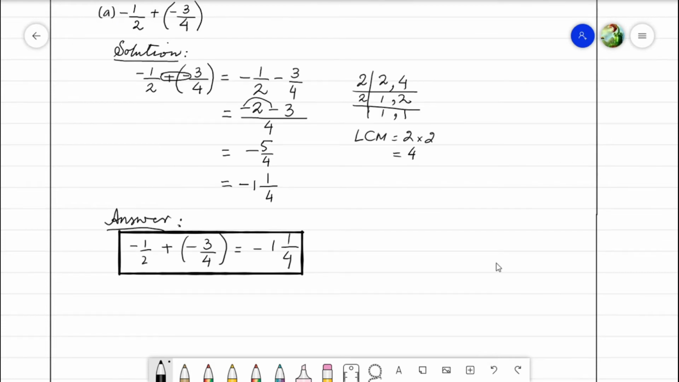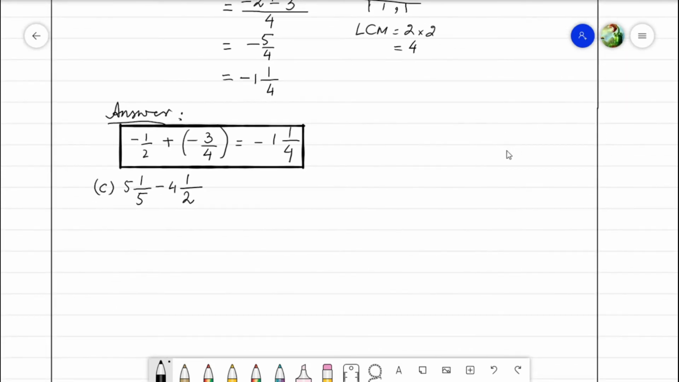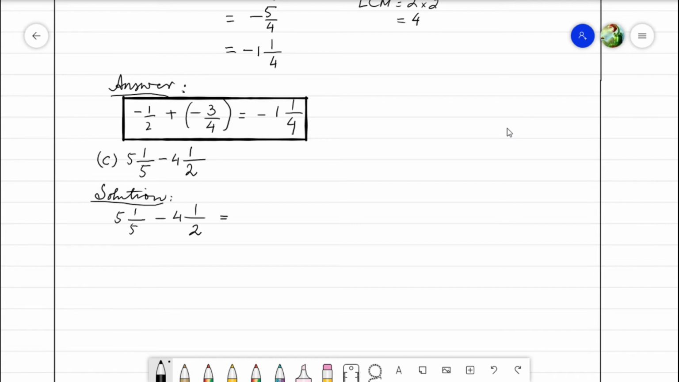Now I will start part C. Again, we will be doing the same thing. First of all, I will write the solution over here. As you can see, we cannot solve it directly because both the numbers are mixed numbers. So first we will change them into improper fractions. 5 5s are 25, and 25 plus 1 is 26 upon 5, and minus sign. 2 4s are 8, 8 and 1 is 9. This is 9 upon 2.